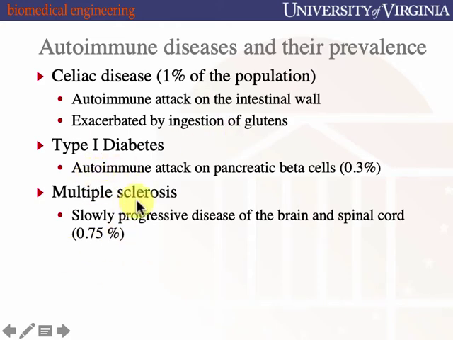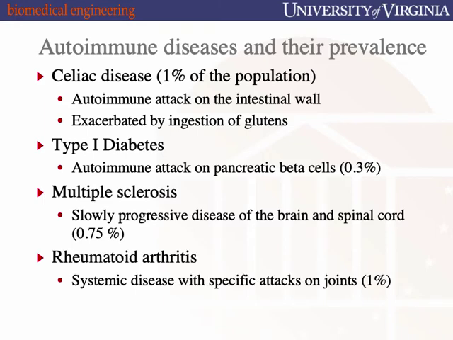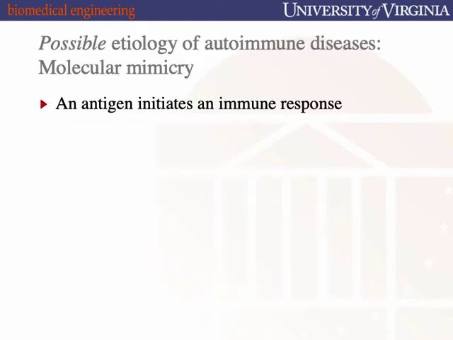Multiple sclerosis is a slowly progressive disease of the brain and spinal cord, not attacking Schwann cells, but another component of the nervous system. And rheumatoid arthritis is usually something older folks start to develop, when you develop autoantibodies against your joints. A lot of times it happens to be collagen antibodies, but you can get antibody responses to a lot of extracellular matrix and joint-related proteins.